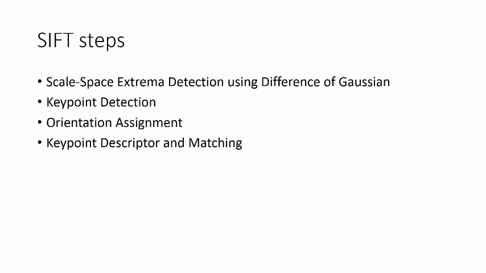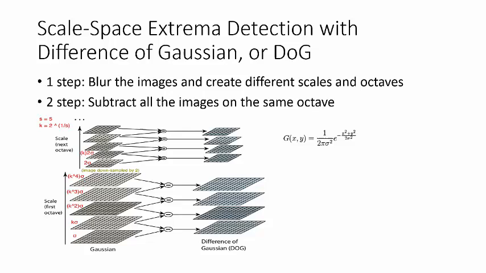The SIFT algorithm is divided in 4 steps. The first of them is the scale space extrema detection using the difference of Gaussian. The second is the key point detection, the orientation assignment, and the key point descriptor and matching. The scale space extrema detection using the difference of Gaussian is divided in 2 steps.